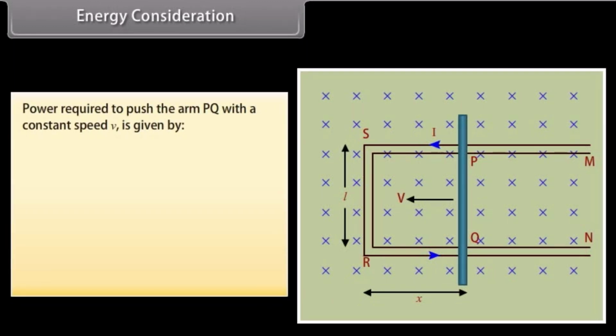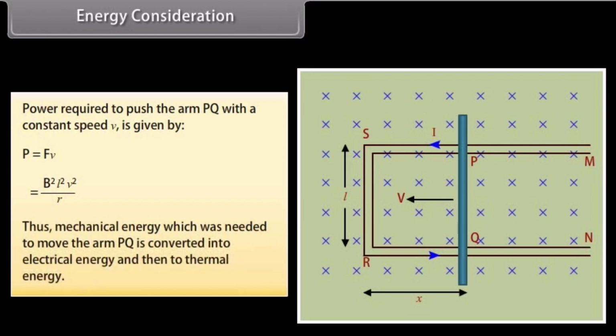Power required to push the arm PQ with a constant speed v is given by the product of B square, L square, and v square divided by R. Thus, mechanical energy which was needed to move the arm PQ is converted into electrical energy and then to thermal energy.